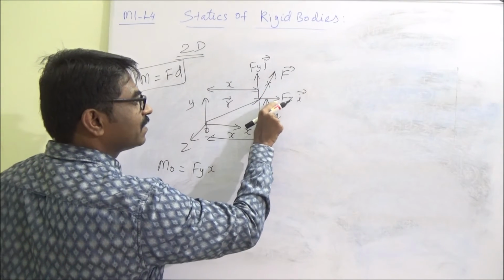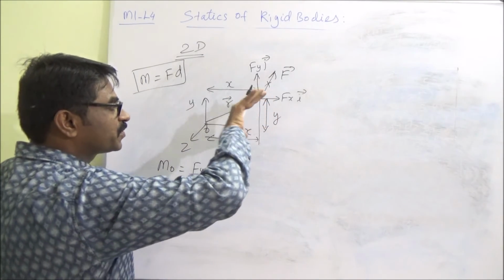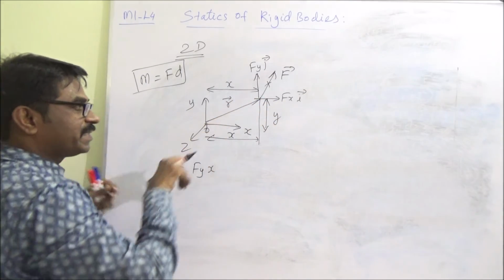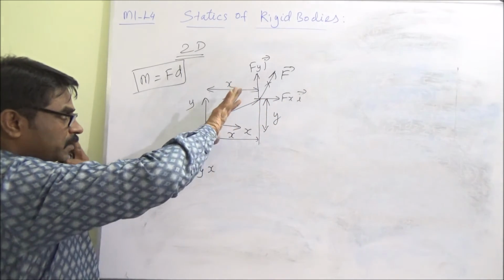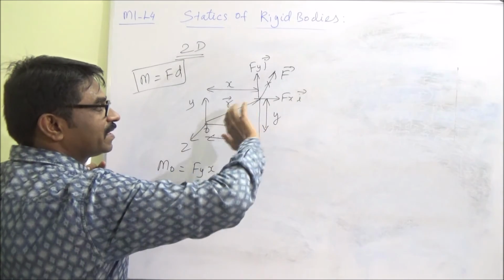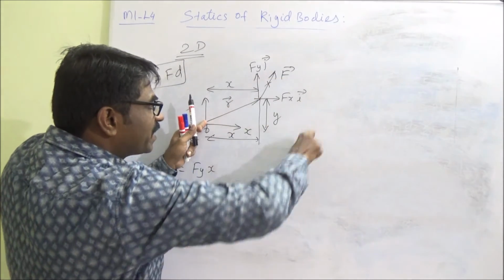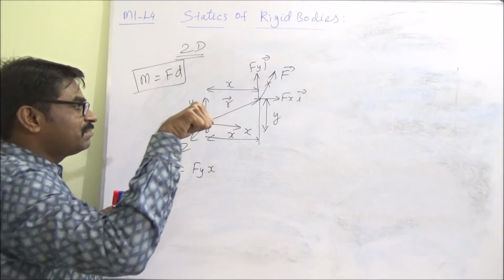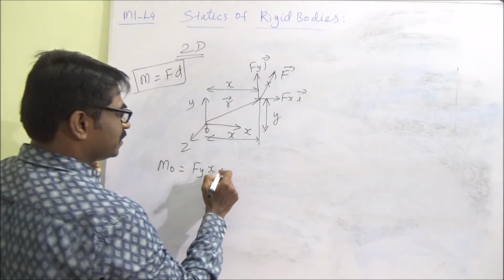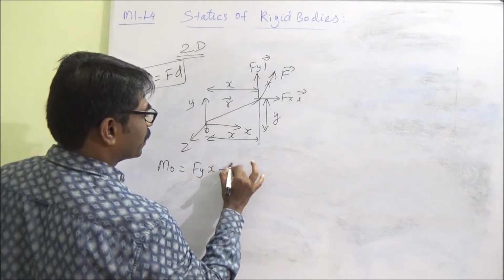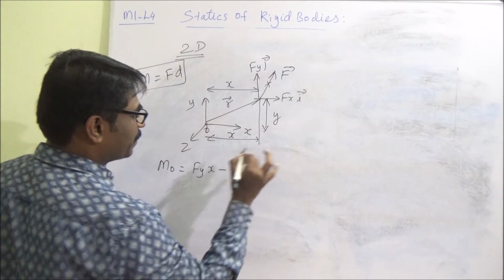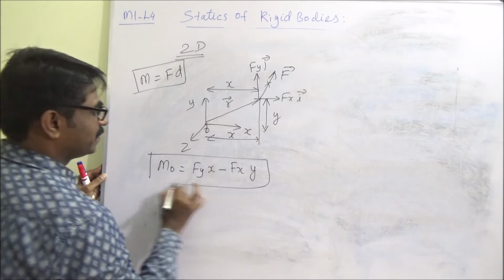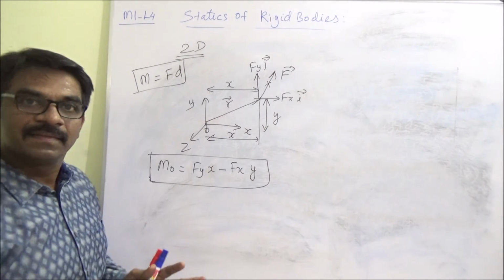So we have to take this force also. It is producing a clockwise moment about O. It is going like this. It will rotate clockwise. So it is a clockwise moment, and my thumb is facing inside. So it is negative. Fx, the perpendicular distance is y. You need to understand this.